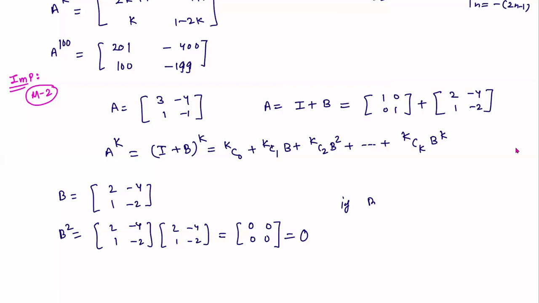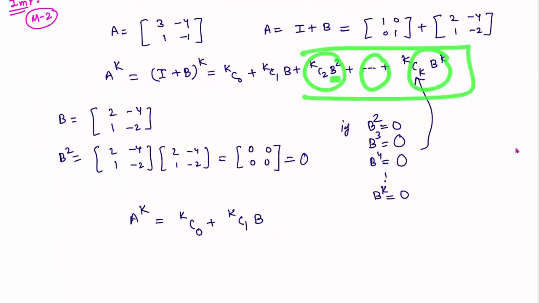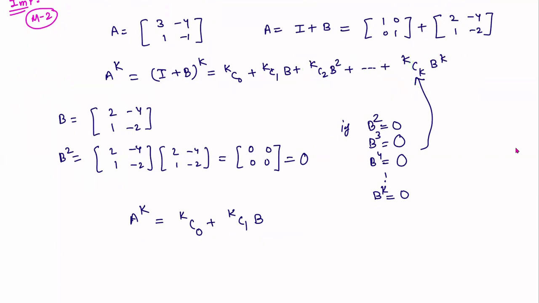Now, if B square is O, then what is B power 3? O. What is B power 4? O. So, what is B power K? O. If we substitute all this here, then we can say A power K is KC0 plus KC1 into B, because B power 2 is O, B power 3 is O, B power K is O. So, this sum is O. Now we have only two elements. Now this you can write is that into I. This you can write is I plus K into B.